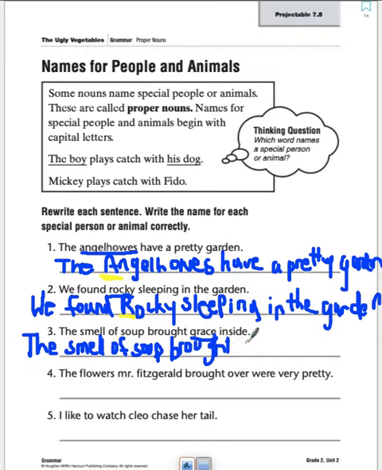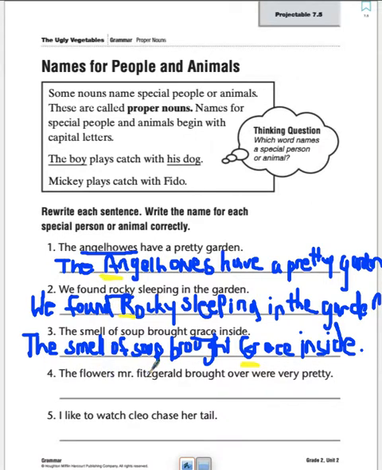So the smell of soup brought Grace, I'm going to put a capital G on Grace, inside, is how we want to write that sentence correctly. Let me get the word inside here. I'm not the best finger writer with my pen, but that's okay. You get the right idea. And I want to show you how now we have the word Grace with a capital letter. And it's okay that it's in the middle of a sentence and we have a capital because we're talking about that proper noun. All right, our next sentence looks super duper long, but we can do it, no worries.